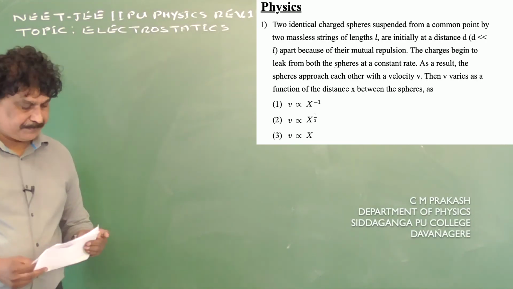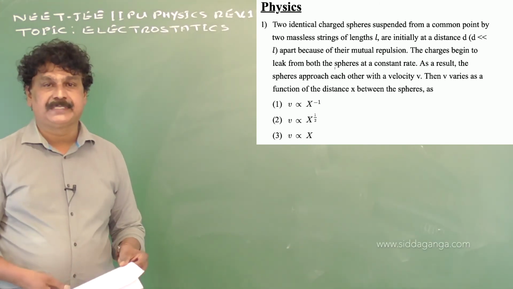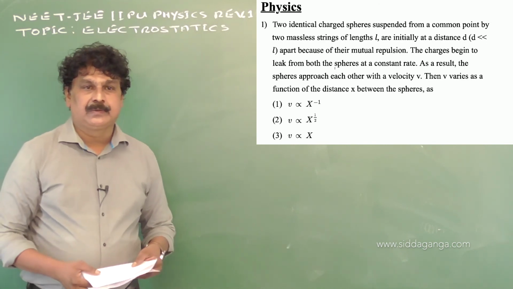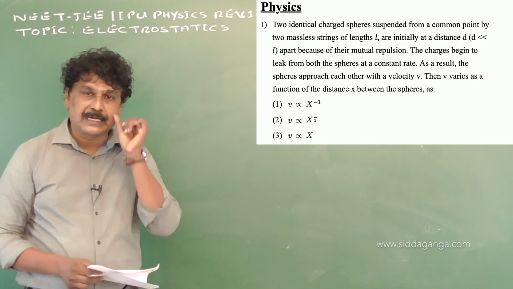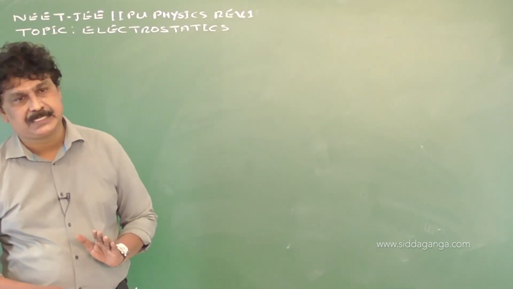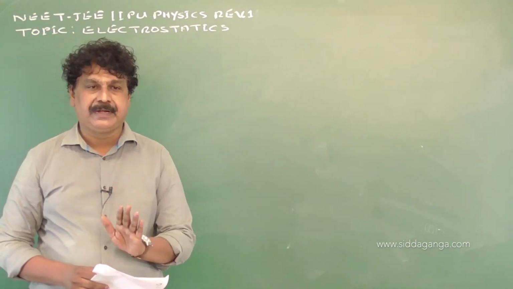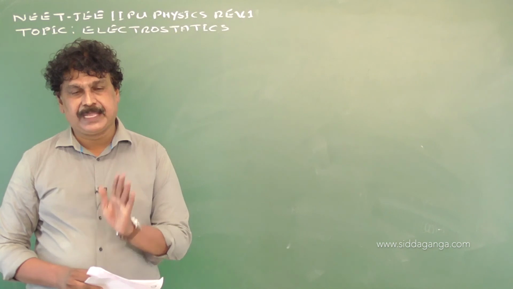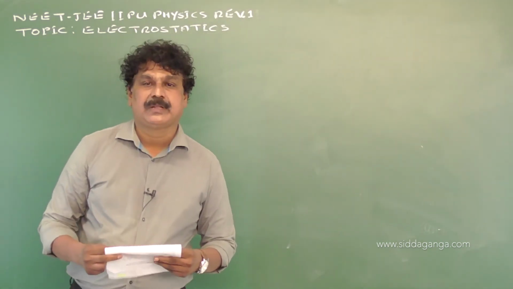Dear students, today we are going to discuss second PUC physics portion. To start with the topic electrostatics, that is a revision class 1. In this topic we are going to discuss electric charge, electric force, electric field, electric potential, including capacitors. Now, to start with question number 1.